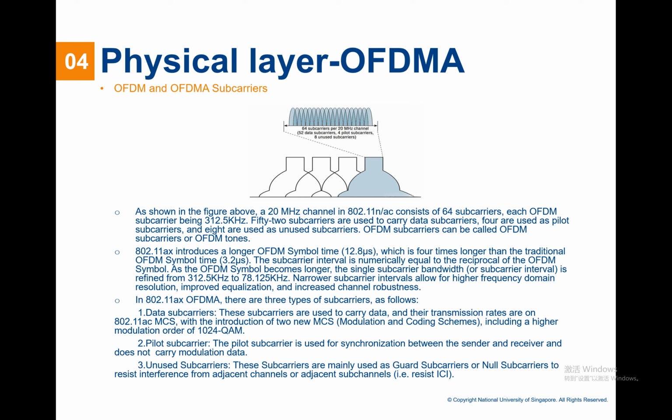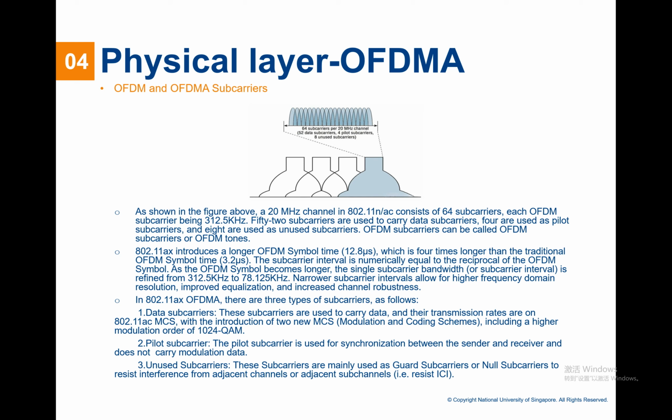And for OFDM and OFDMA subcarriers, as shown in the figure above, a 20 MHz channel in 802.11n or AC consists of 64 subcarriers, each OFDM subcarrier being 312.5 kHz. 52 subcarriers are used to carry data, 4 are used as pilot subcarriers, and 8 are used as unused subcarriers.